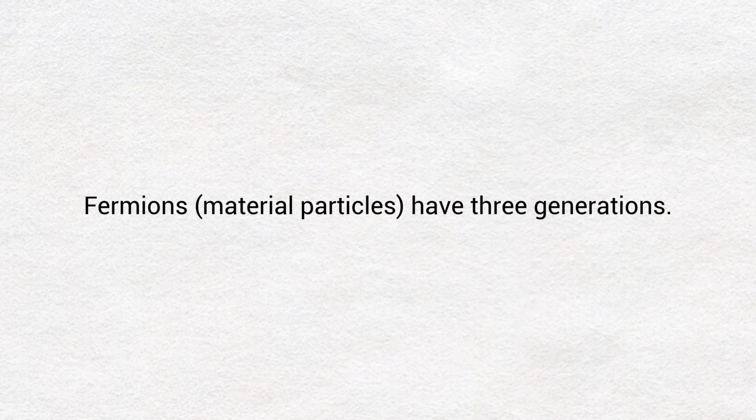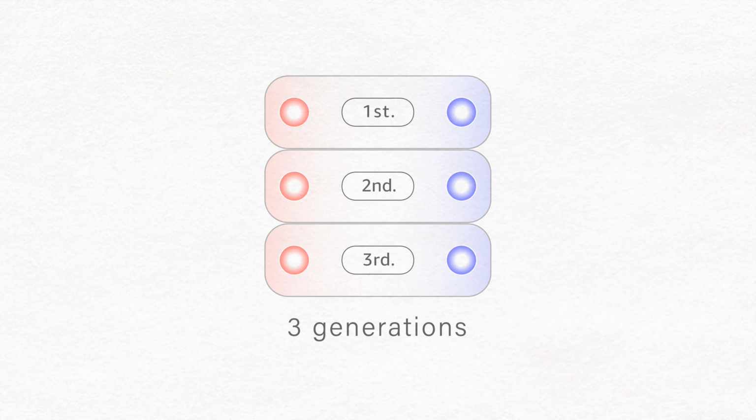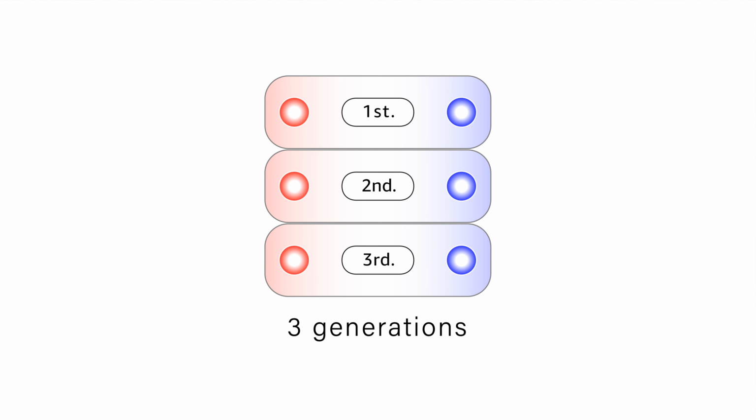Three generations. Fermions, which are material particles, have three generations, as illustrated in this figure. A generation is a set of elementary particles. The first generation is the lightest, and the third generation is the heaviest. The term generation is related to the order of discovering particles. For example, the first generation particles, the lightest particles, were discovered first. As we will see later, this structure will be transformed into that of the Zeptoform.